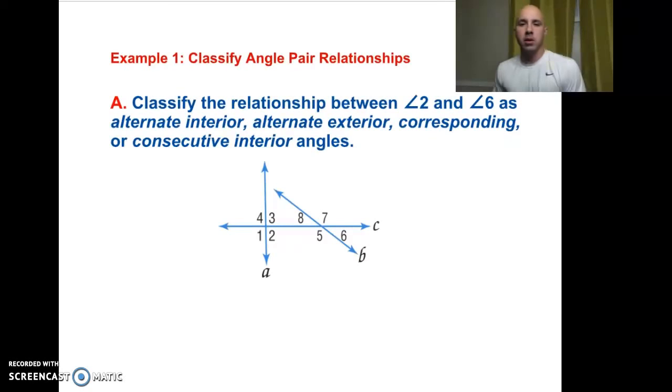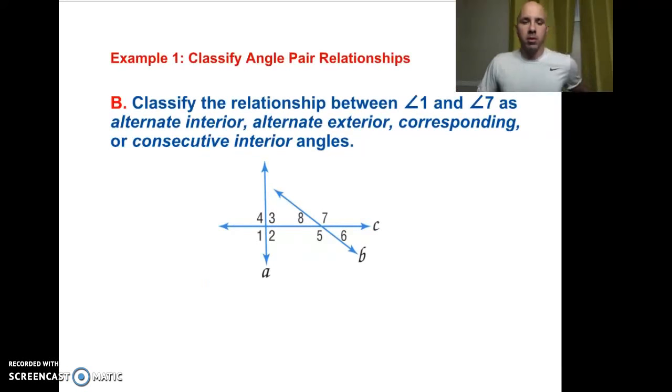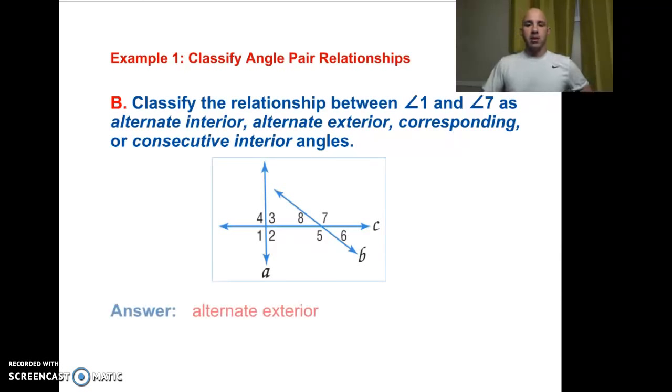Let's look at the angle pair relationships between 2 and 6. Notice the location: 2 and 6 both correspond. For example 1, what's the relationship between angle 1 and angle 7? You have some choices there. Angle 1 and angle 7 are on the exterior and they are alternate, so they are alternate exterior angles.